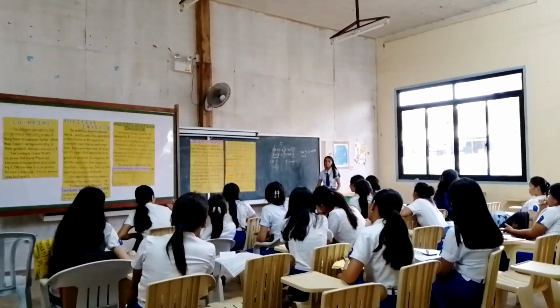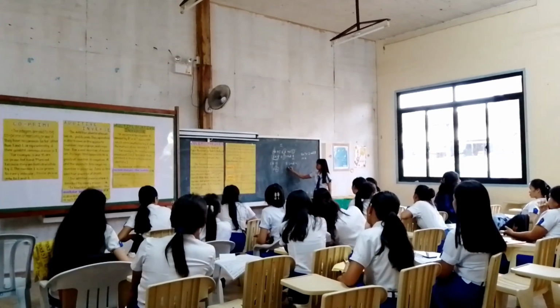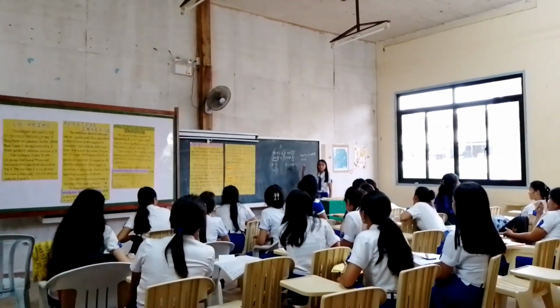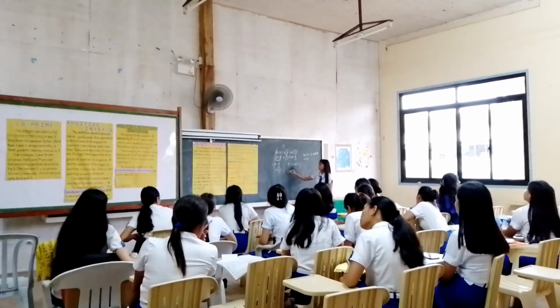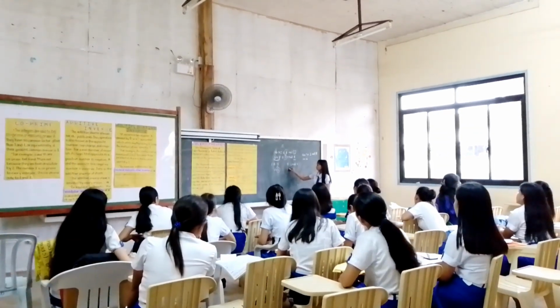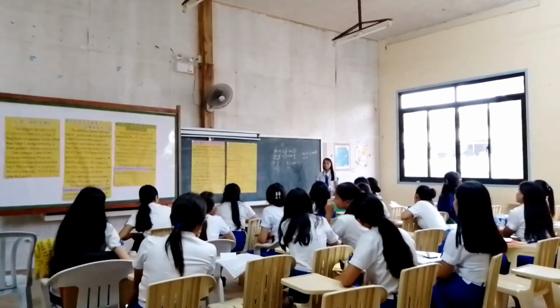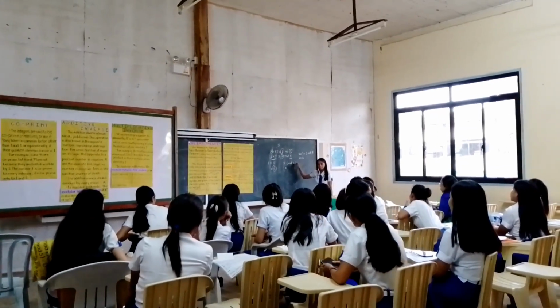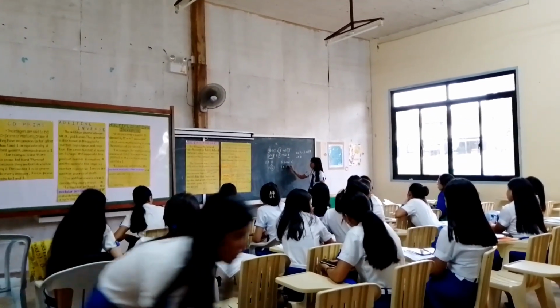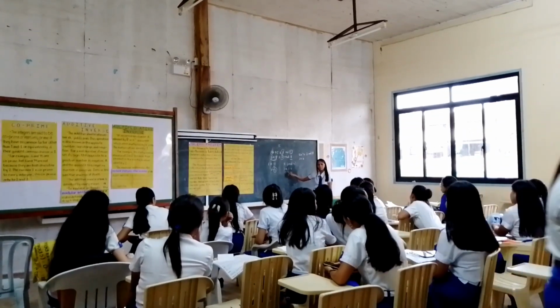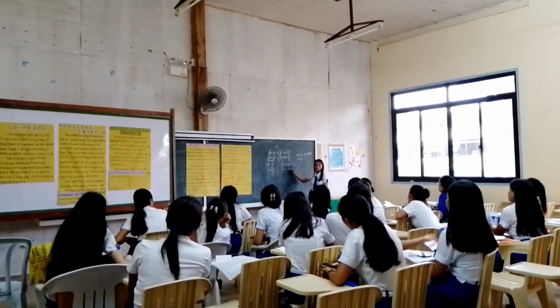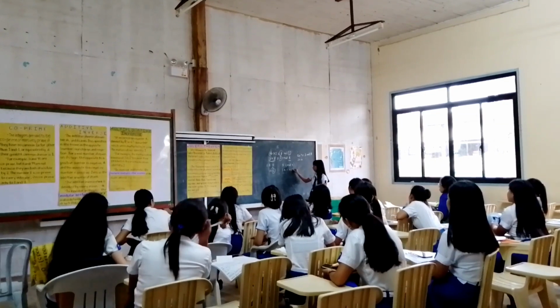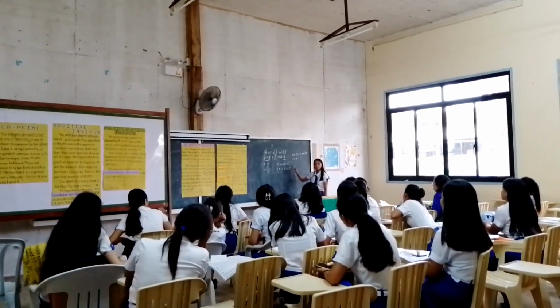Start at 1. Counting by 11: 1 plus 11 is 12. 12 plus 11 is 23. 23 plus 11 is 34.